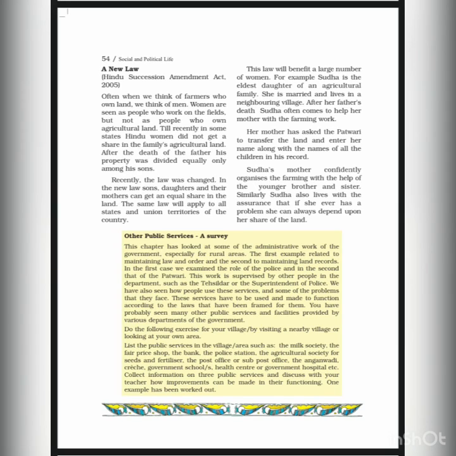The act gives the following rights to the daughters under Section 6. Sons, daughters, and their mothers can get an equal share in the land. A daughter has the same right over the property as a son. This act includes daughters as joint owners in the joint family property with the same birthrights as sons to share.